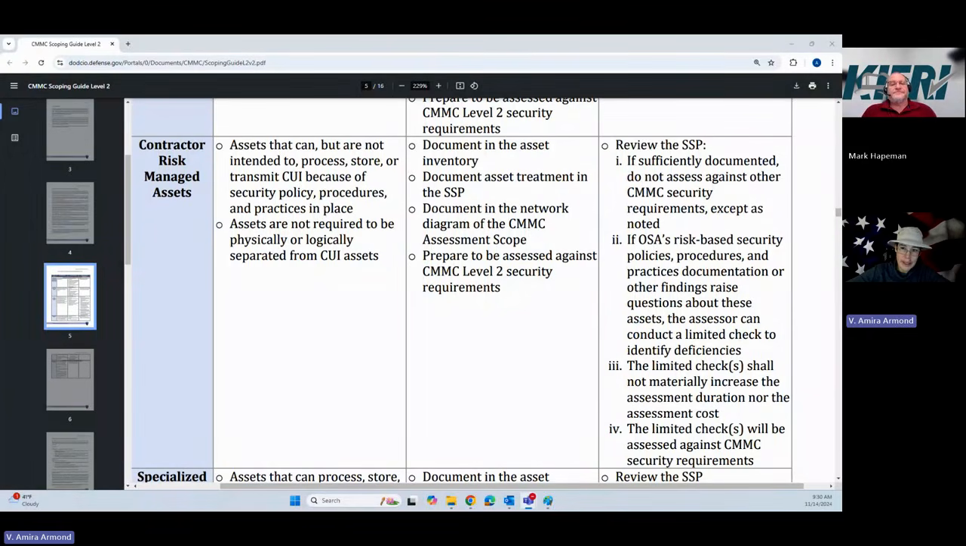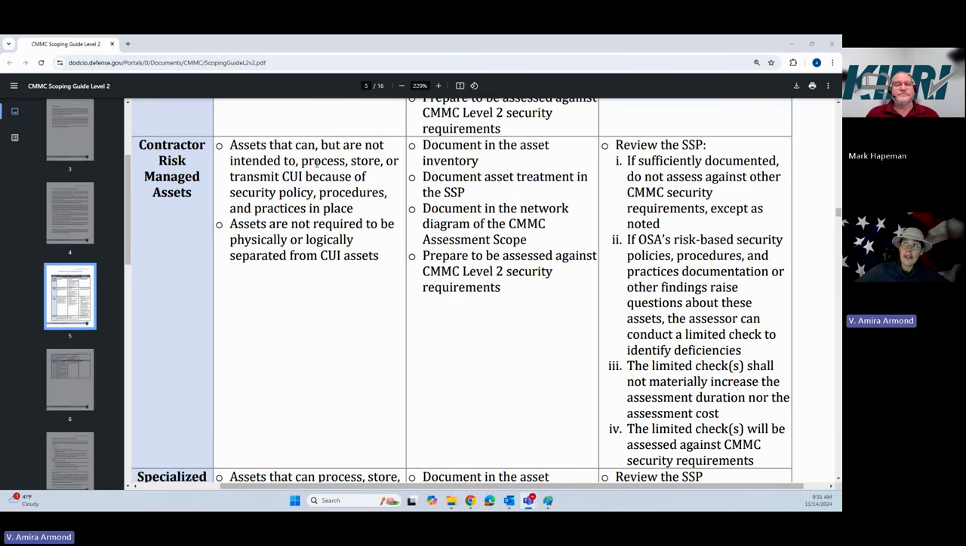We have Mark Hapeman, and we're continuing our CMMC scoping for level 2 after the final rule discussion. And we think this is part 5 now. Yep. So we're talking about contractor risk managed assets. We're just going down the scoping guide and giving you information. So Contractor Risk Managed Assets, CRMA for short.